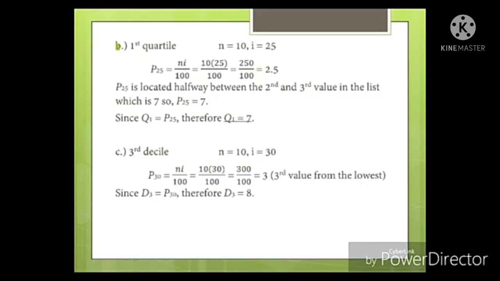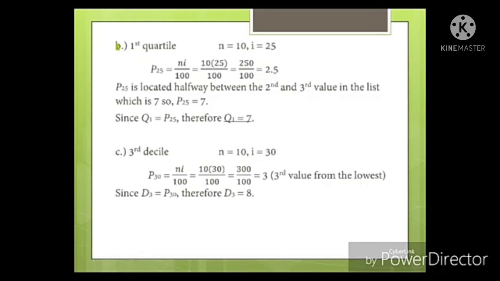P25 is located halfway between the second and third value in the list. By the way, 6 is the second value, while 8 is the third value, which is why P25 is equal to 7. Since Q1 is equal to P25, therefore Q1 is equal to 7.